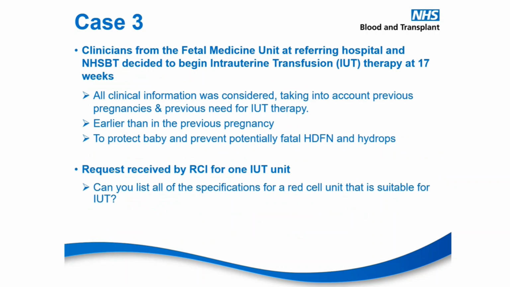Okay, so the clinicians from the FMU at the referring hospital and the NHSBT on-call consultant decided that the best thing for mom and baby was to begin IUT therapy at 17 weeks. This was taken into account, obviously, with the high risk with the previous pregnancy and the fact that she had only had one successful pregnancy previously. So this 17 weeks is important. This is much earlier than both previous pregnancies and than what is guided through both Green Top Royal College guidelines and BSH guidelines. But it was felt that this MDT decision in relation to this patient was safest.